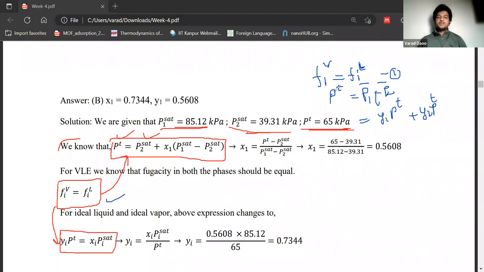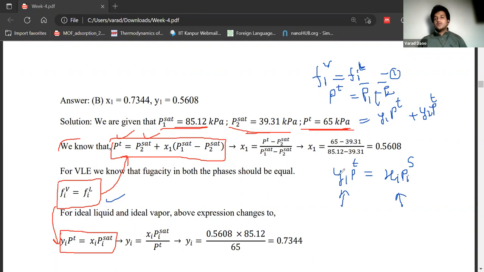And what will be the fugacity of the vapor phase, right? Fugacity of the vapor phase will be what? For component i, it is yi Pt. That has to be equal to what? xi Pis, right? So this is for the ideal vapor and this is ideal solution, or ideal liquid.